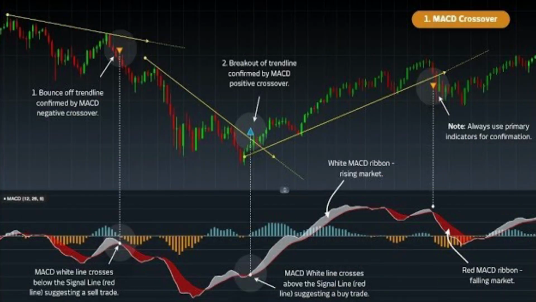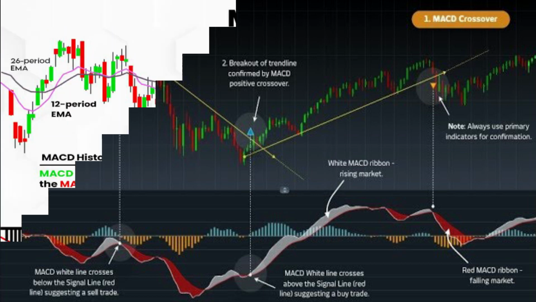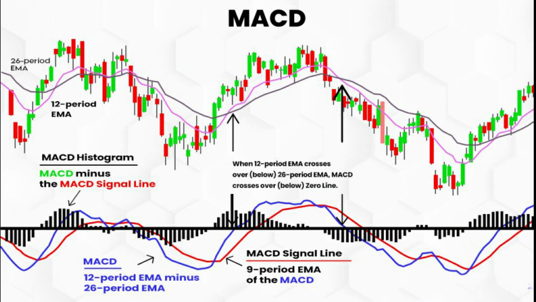The MACD helps traders identify the direction of price movement, the strength of the trend, and potential changes in the trend. The MACD indicator consists of three main lines. MACD line. This line is the difference between the 12-day and 26-day exponential moving averages (EMAs). Signal line. This line is the 9-day EMA of the MACD line. Histogram. This graph shows the difference between the MACD line and the signal line.